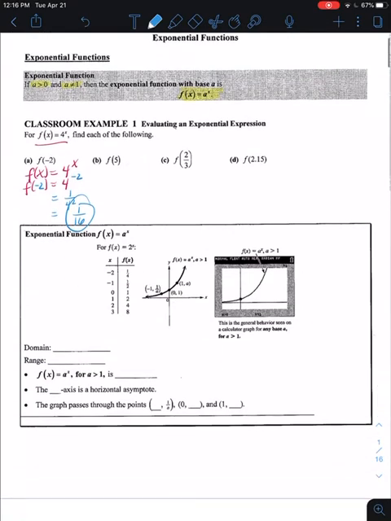Next we're going to look at exponential functions in graph form. In this first box, this box represents exponential growth. What we see pictured here is the graph for f of x equals 2 to the x power. So in this case, our a value or our base is 2. So a equals 2.